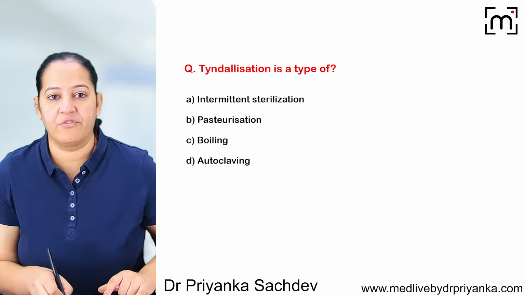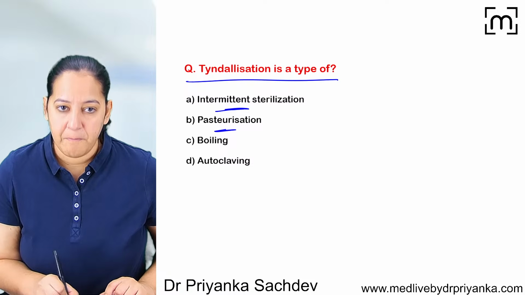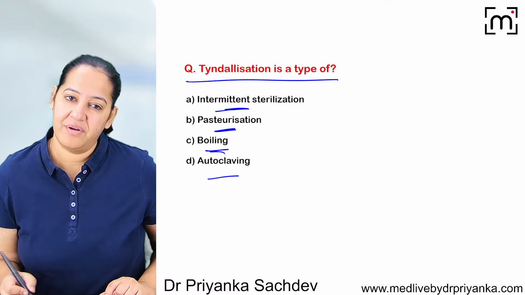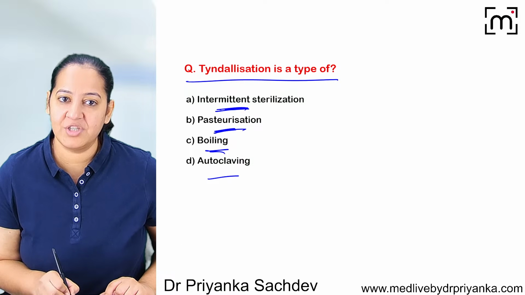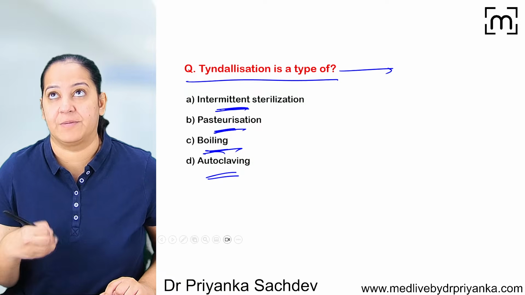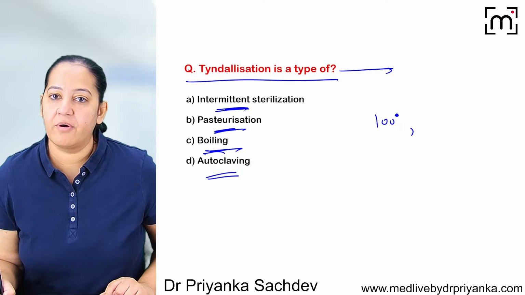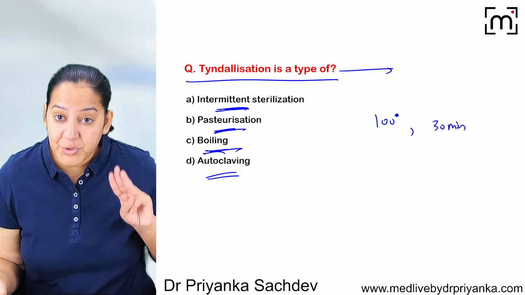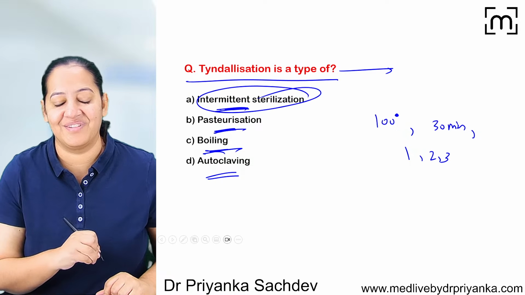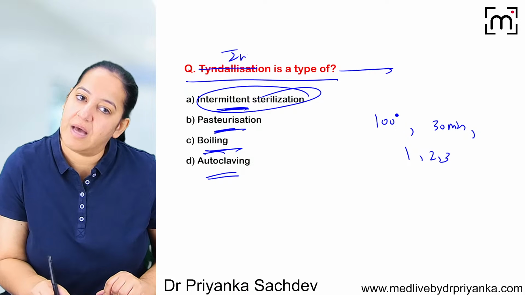The next question is in front of you. Tyndallization is a form of intermittent sterilization, pasteurization, boiling, or autoclave. What is the correct answer? What is Tyndallization? In Tyndallization, we heat the article at 100 degree, at 100 degree for half an hour, 20 to 30 minutes, and for 3 consecutive days, day 1, day 2, day 3. So it is a method of intermittent sterilization. In Tyndallization as well as Inspissation. If I change the question to Inspissation, the answer remains same.